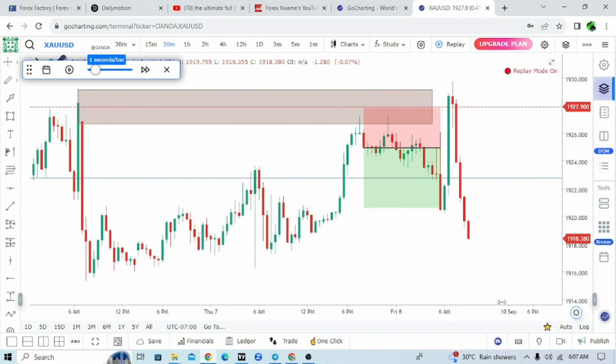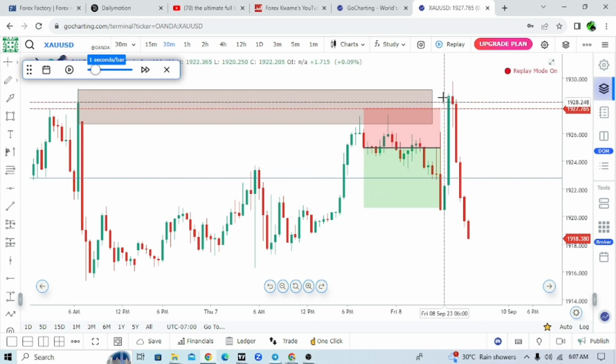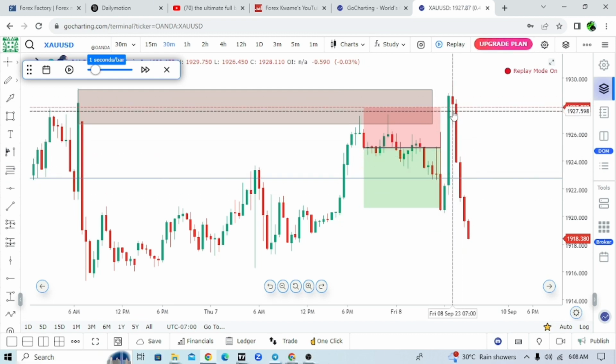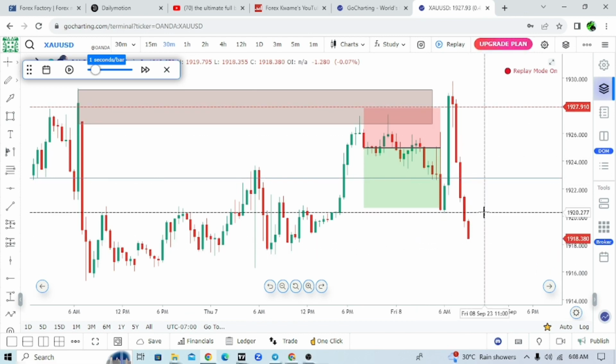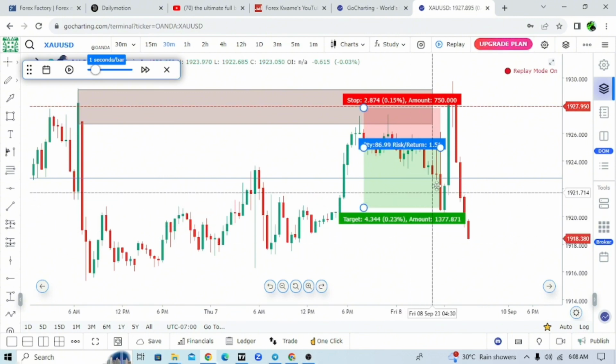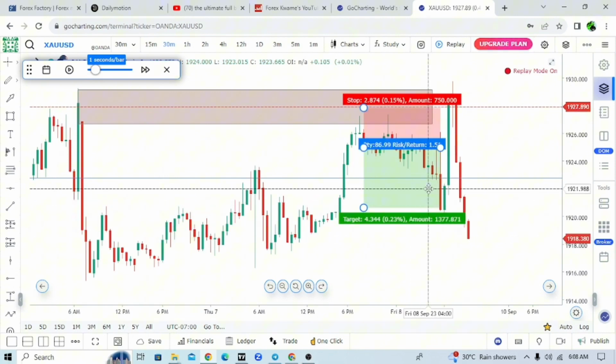After hitting our take profit, the market also came back into the zone again, and then sold massively, okay. So we hit our take profit on this trade. So this is how to trade this supply and demand strategy that I taught you in the video, okay.